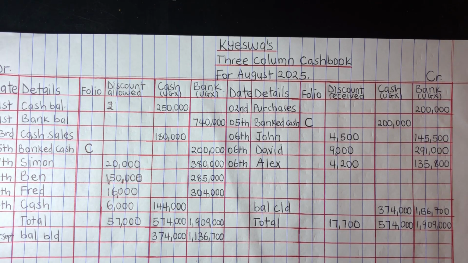That is how we balance a 3-column cash book.